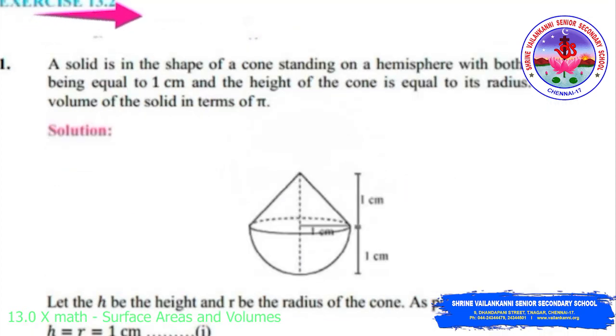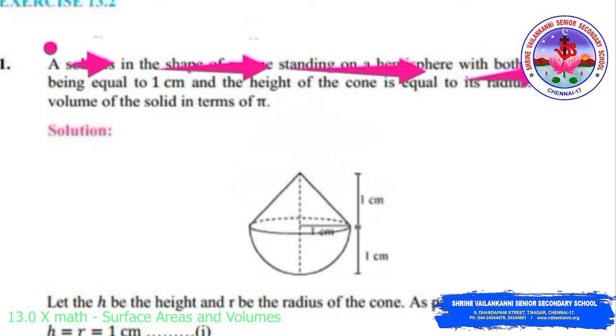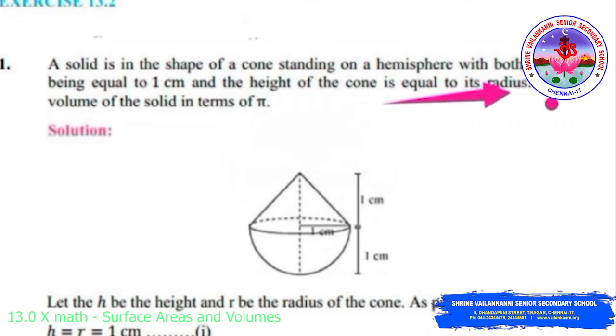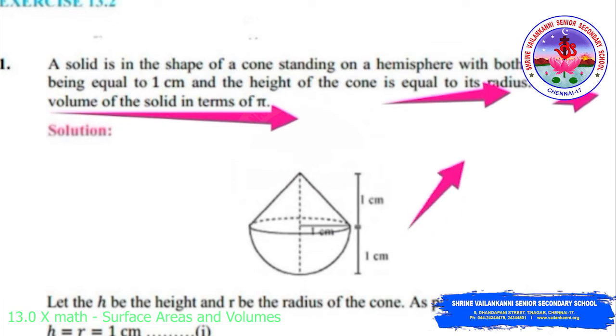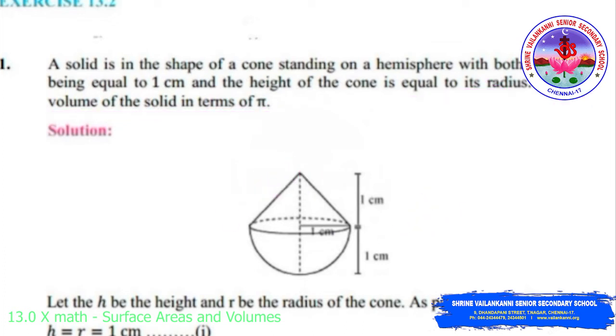Exercise 13.2. In this exercise, we are going to see the volume of the given solids. First problem: a solid is in the shape of a cone standing on a hemisphere with both the radii equal to 1 centimeter. The height of the cone is equal to its radius. Find the volume of the solid in terms of pi. He has given the solid, which is a combination of a cone and a hemisphere. We need to find out the volume of the given solid.